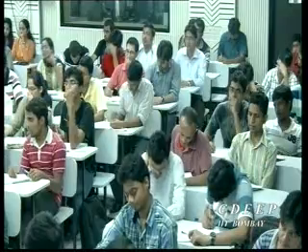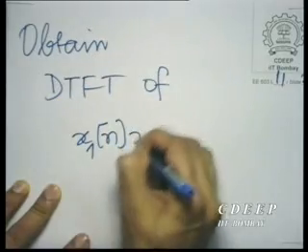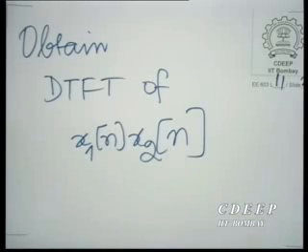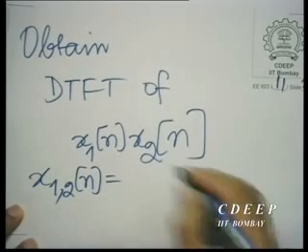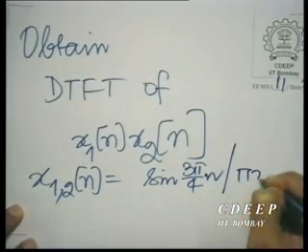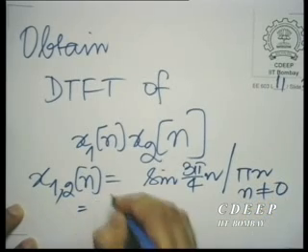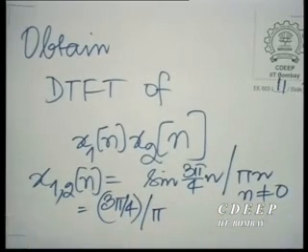The exercise is to obtain the DTFT of x1[n], x2[n]. And in fact, I will also leave it to you as an exercise to show that x1 or 2[n] comes out to be sin(3πn/4)/(πn) for n not equal to 0, and 3π/4 by π for n equal to 0.